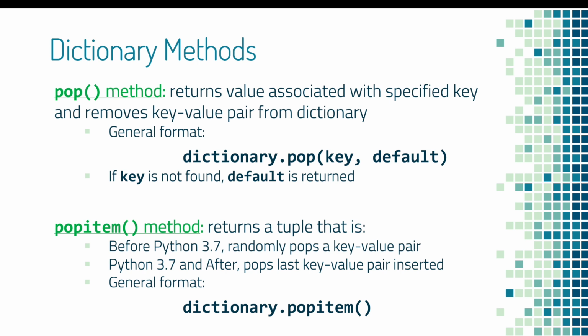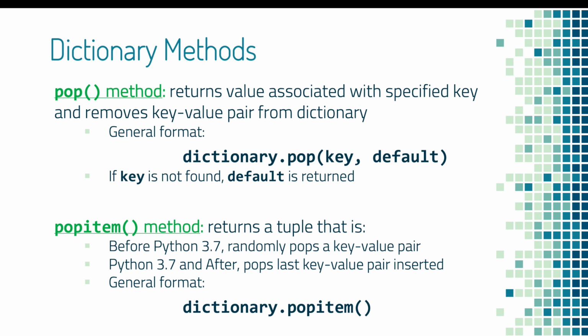Now, if you do .popitem, it's a little bit different because .popitem has two different approaches. Before Python 3.7, it randomly pops a key-value pair. However, it is important to understand which Python version you're using. After Python 3.7 and to this day, it pops the last key-value pair inserted. That's because of a large difference that they made in the Python 3.7 update. So keep that in mind.